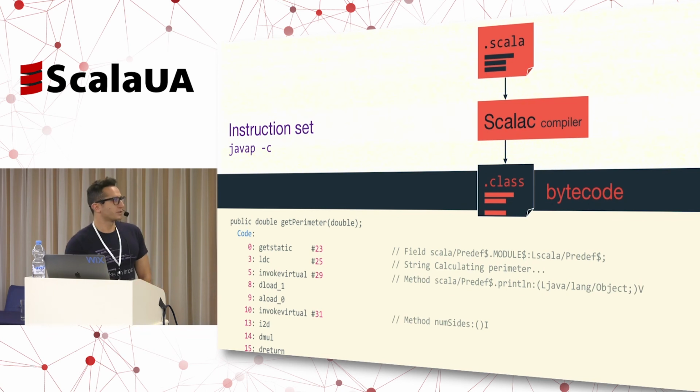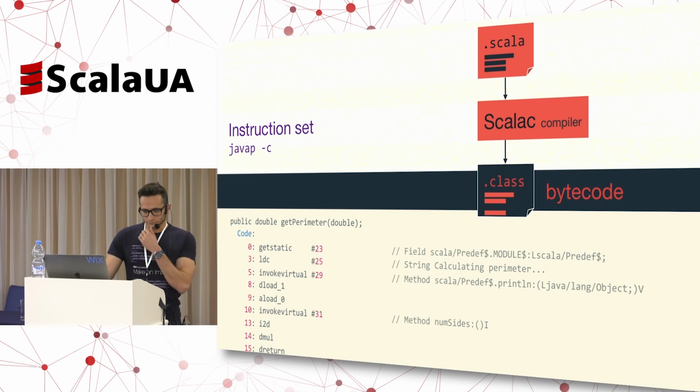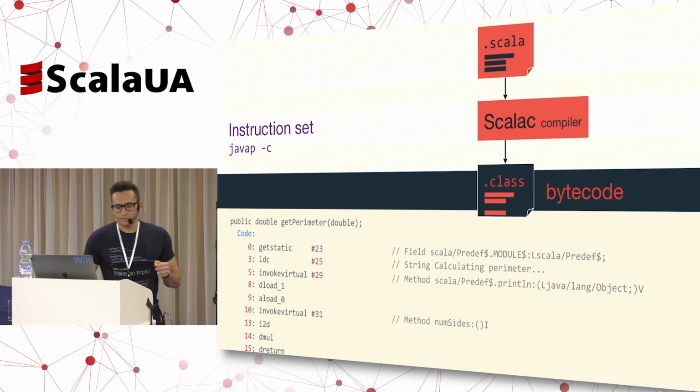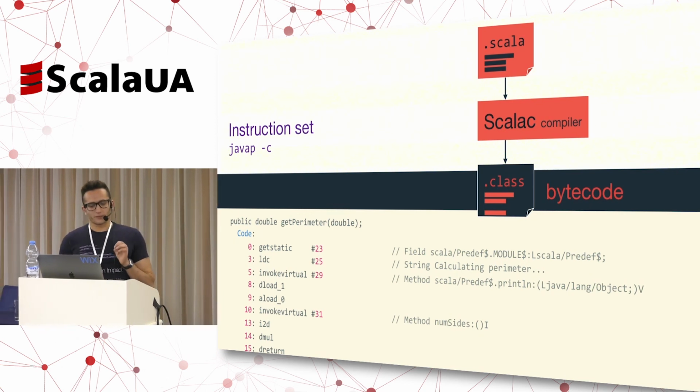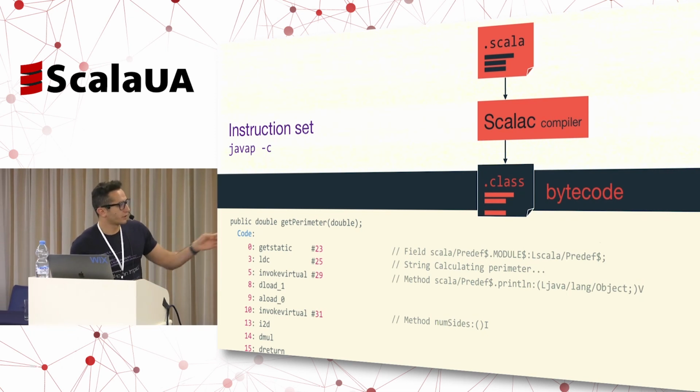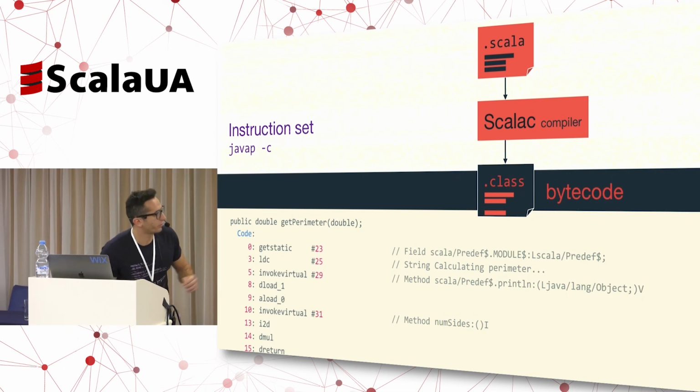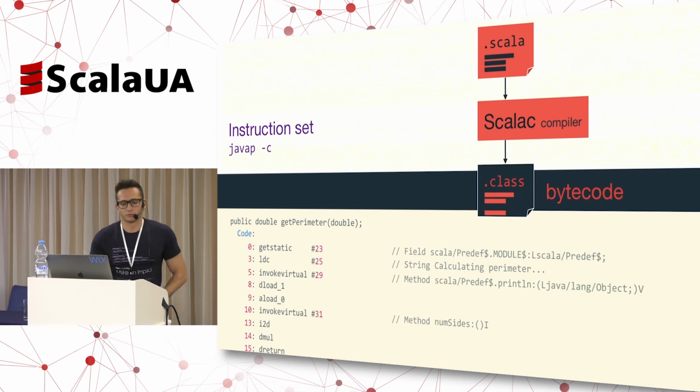javap helps us to translate the output into a more human readable form, displaying the offset or position of the first byte, the name of the instruction in its human name, and the value to be operated on, if any. Note that operands that contain the pound sign, like #23 or #25, are actually references to entries in the constant pool.